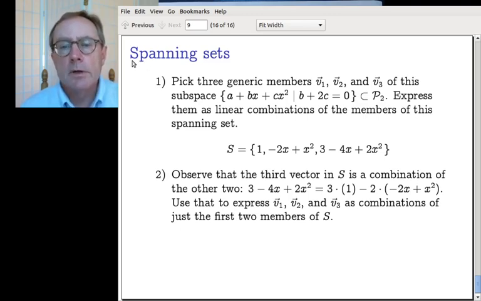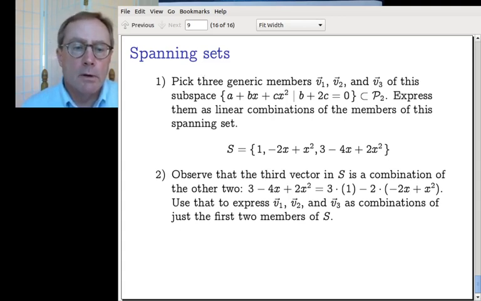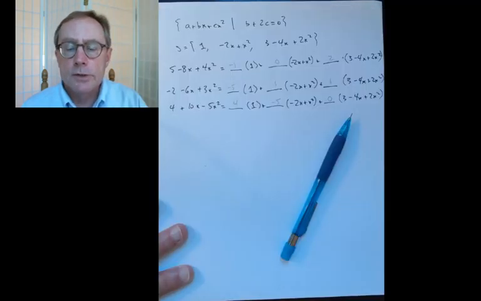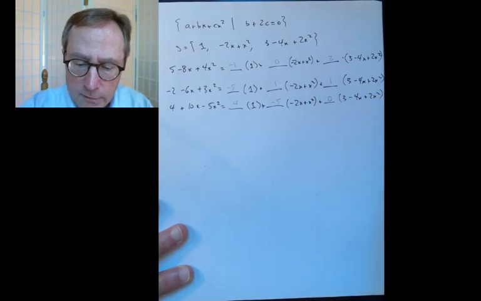Yeah, it is. And then it says use that to express V1, V2, and V3 as combinations of just the first two members of S. So it turns out I didn't need this third member. I could have got away without it. I could have made the spanning set even smaller, and I still would have been good.